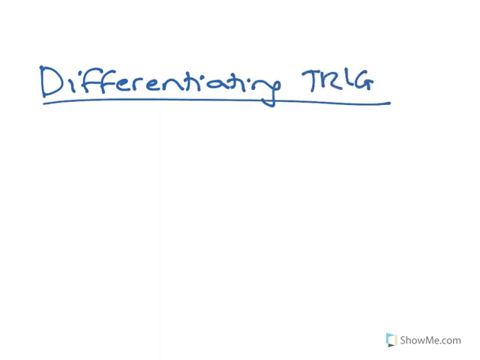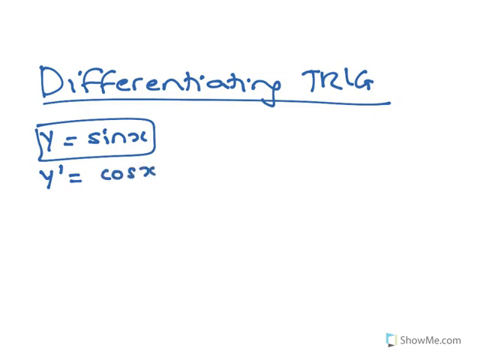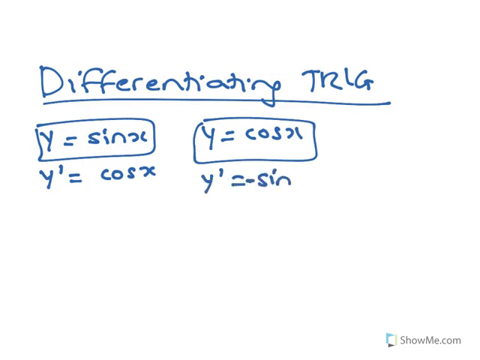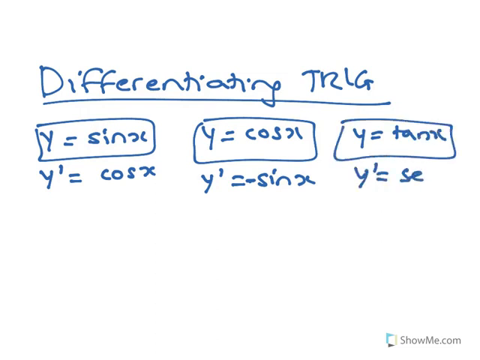Alright, we're just going to look at differentiating trig functions. We'll start off with the derivative of sine x. Sine will go to cos x. Cos will go to minus sine x. And tan x, tan will go to sec squared x.